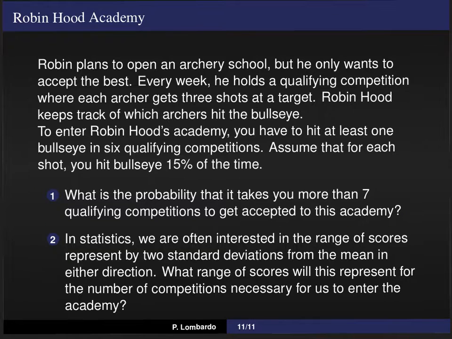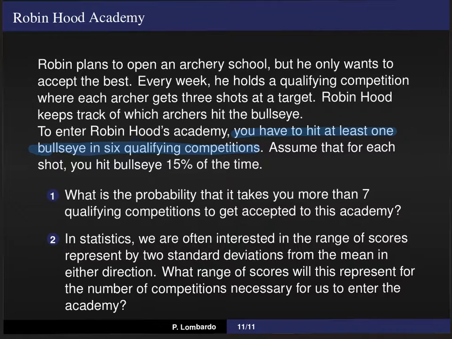First of all, let's think about how this actually works. It's broken into 2 pieces here. The first piece is the fact that in order to get into Robin Hood's Academy, you have to hit a bullseye in 6 weeks, right? 6 of however many weeks it takes. So you're just going to keep going to these competitions until you hit a bullseye in 6 of them. All right, and Robin Hood keeps a record.